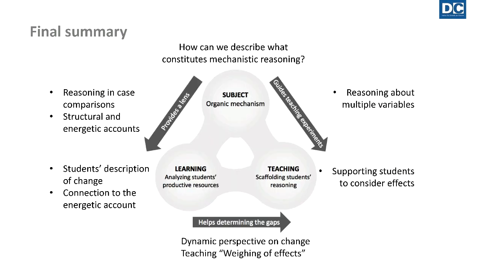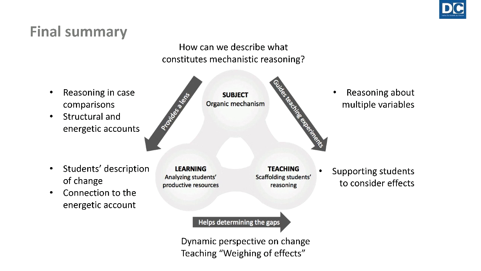So when we do now a final summary, and I see I don't have so much time left, we started with that question, how can we describe what constitutes mechanistic reasoning? And I could show you different things. On the one hand, on the left-hand side of the slide, mechanistic reasoning is reasoning in case comparisons, so always having reference points, how to relate things together and make a judgment. And we talked about structural and energetic accounts. So how can I make a claim about energy? I'm using a structural account to justify the claim.